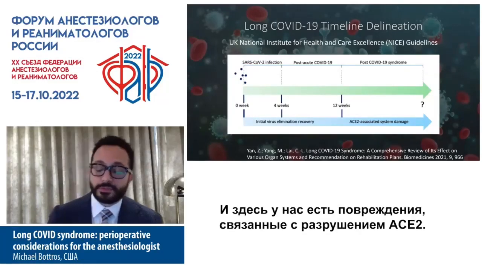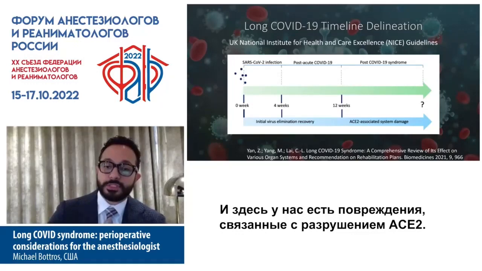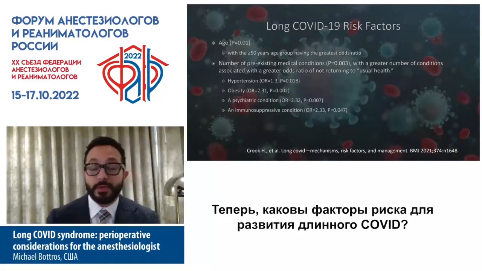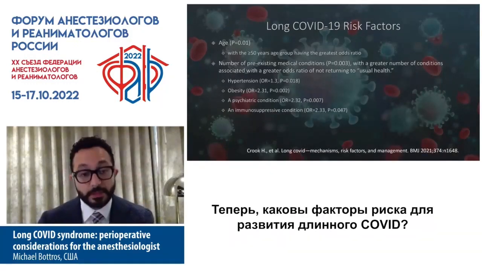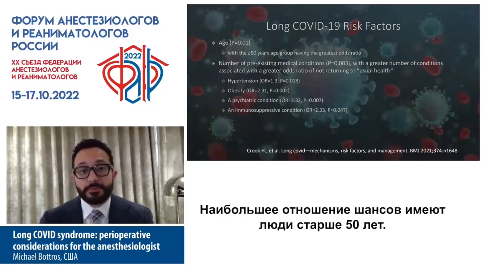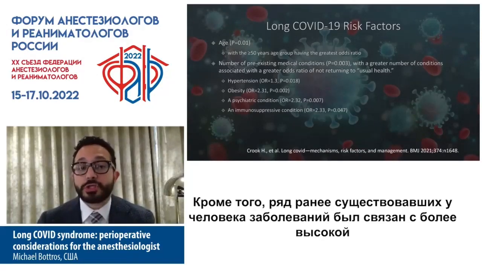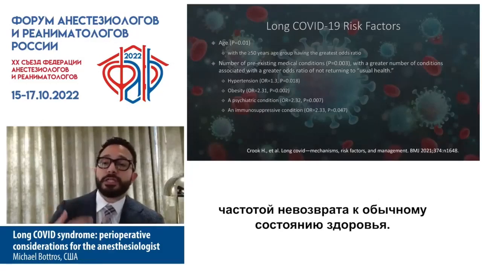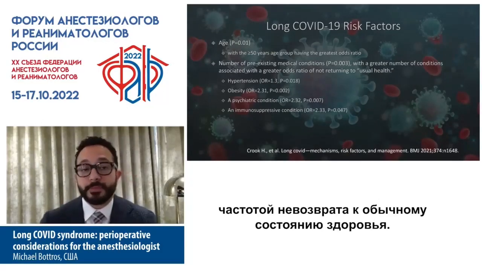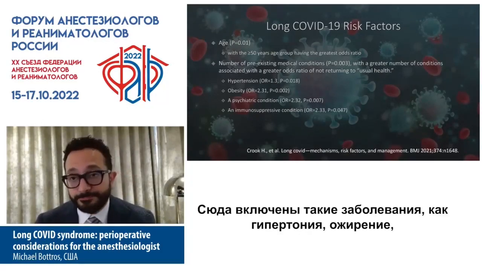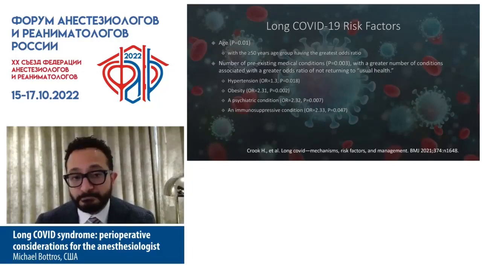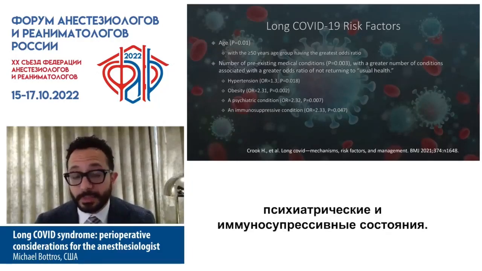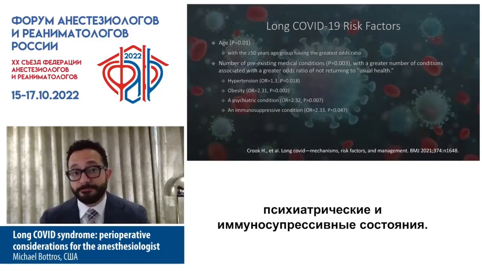And that's where we have the associated ACE2 associated symptom damage. Now, what are the risk factors for developing long COVID? Age. People who are greater than 50 years of age have the greatest odds ratio. Also, a number of pre-existing medical conditions have been associated with a higher rate of not returning to usual health. That includes hypertension, obesity, a psychiatric condition, and an immunosuppressive condition.